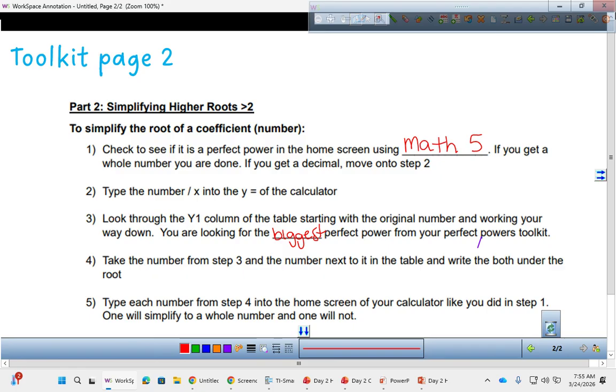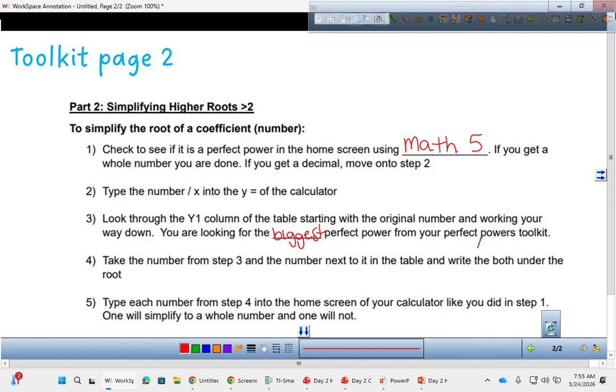It's just you're really used to perfect squares. You probably know them in your head. My guess is no one in here knows all of the perfect threes, right? So we have this toolkit, we can use it, all right? Once we have that, you'll see everything's the same.